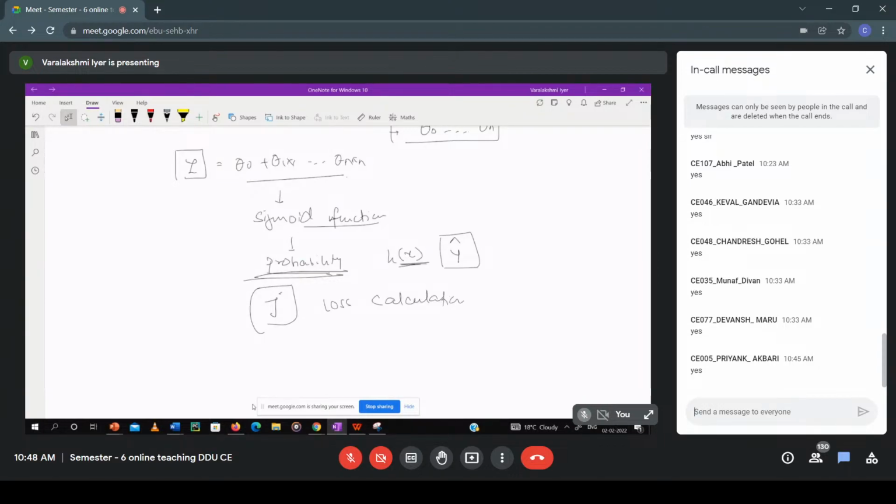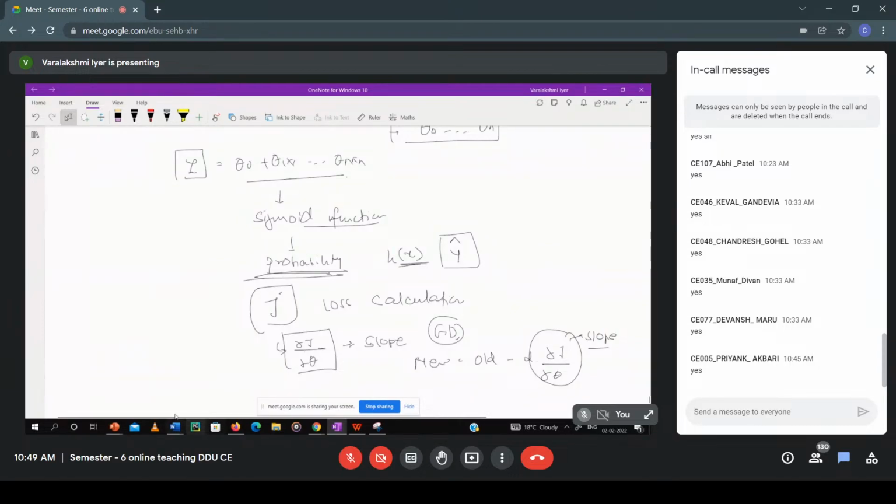And later on, after calculation of the loss, we'll be calculating del j by del theta. This is the value of slope. If you recall, your gradient descent formula was something like this: your new value is equal to old value minus alpha into del j by del theta, which is called the slope value.